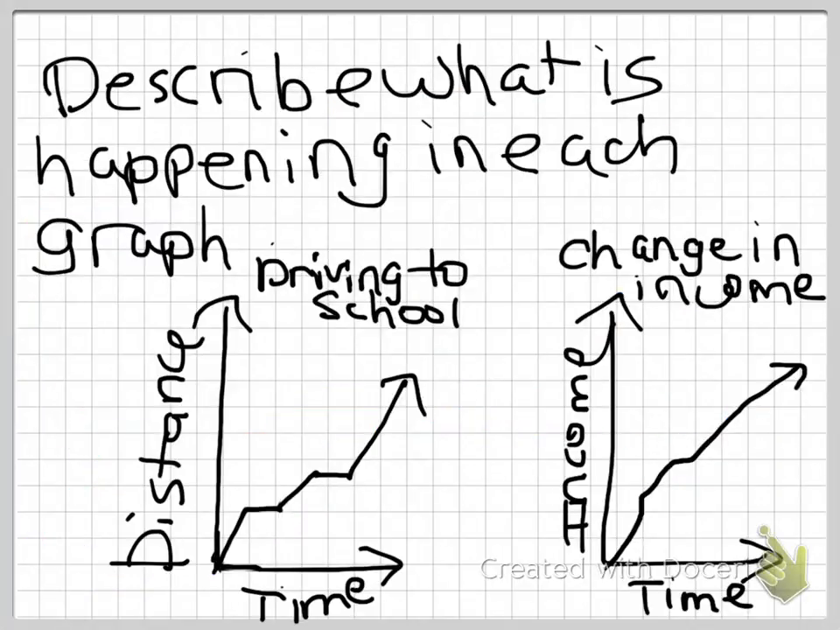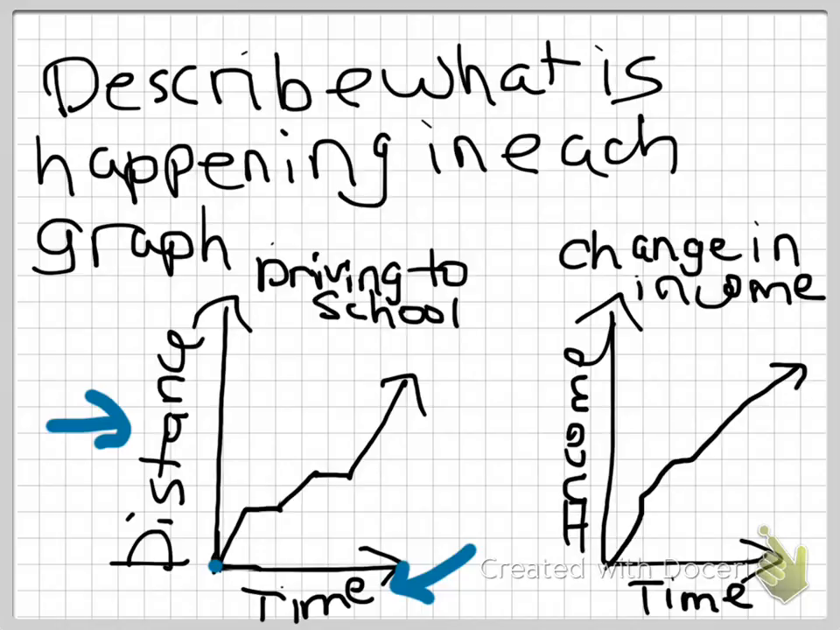Finally, we're going to describe what's happening in each graph. So, without having any numbers attached to it, we're thinking about the scenario of driving to school and what it looks like on a graph. So you can see the x-axis represents the time, and the y-axis represents the distance left going to school. So we're going to start at a standstill, it looks like, and then we are going pretty fast up. So that means it looks like we're going at a steady pace driving to school.